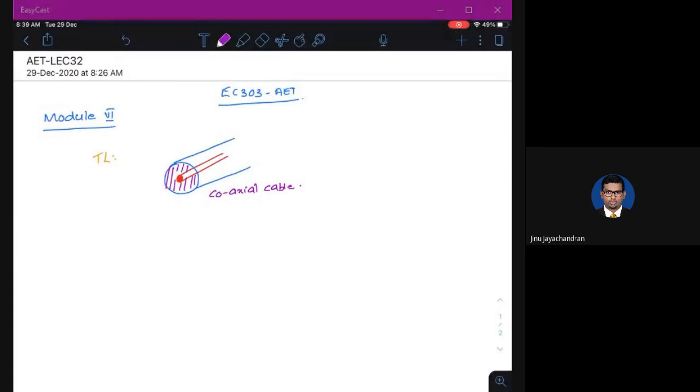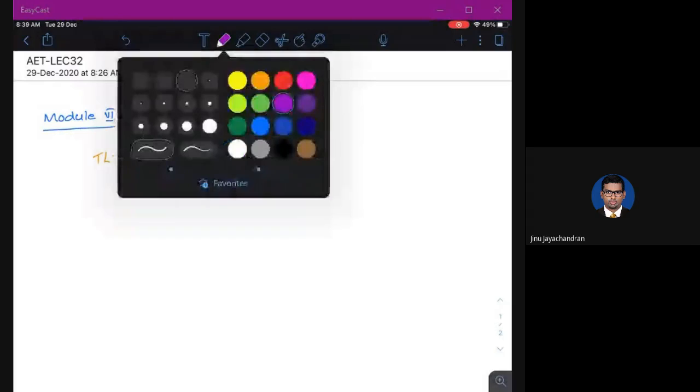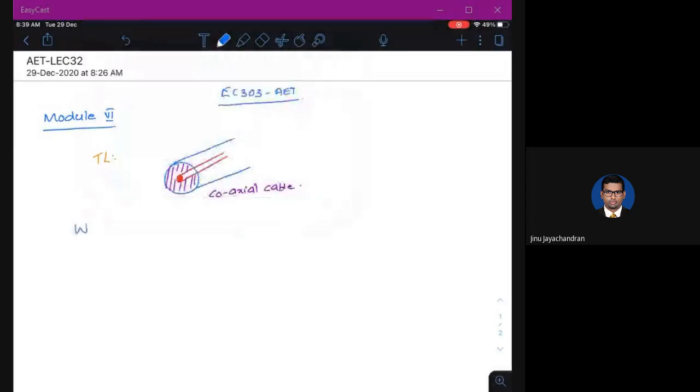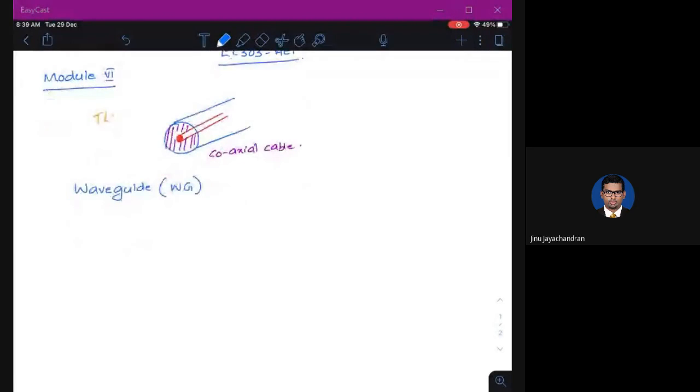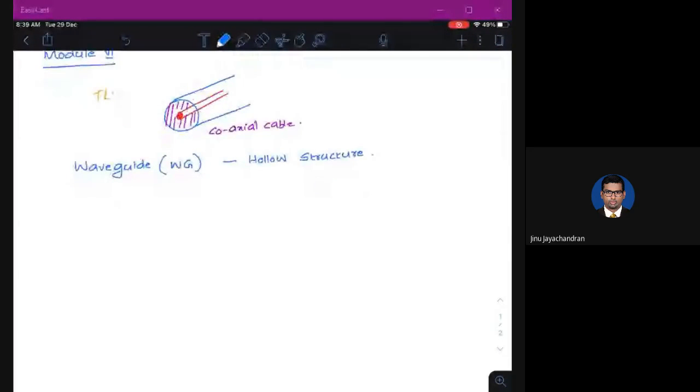So instead, we use something called the waveguide. Let's say I write it in short form as WG, just like I write transmission line as TL. Now, a waveguide is a hollow structure. What do you mean by hollow structure? Let's say I have something called a rectangular waveguide.